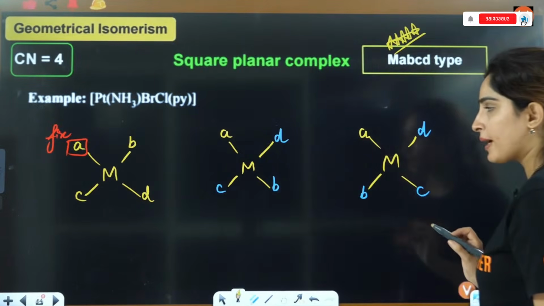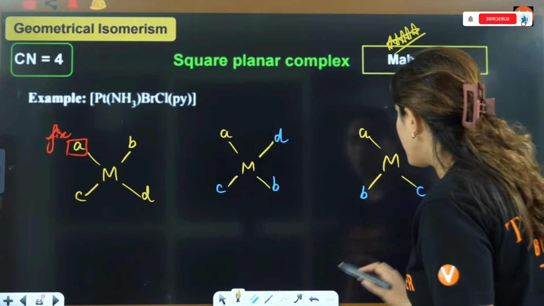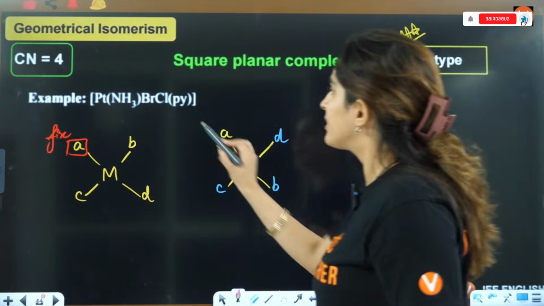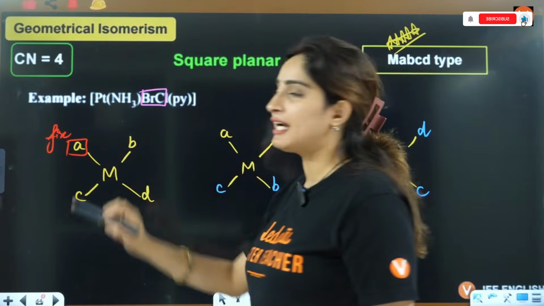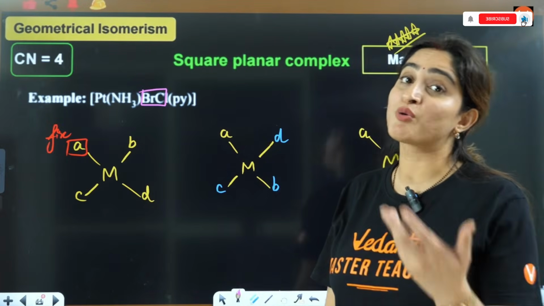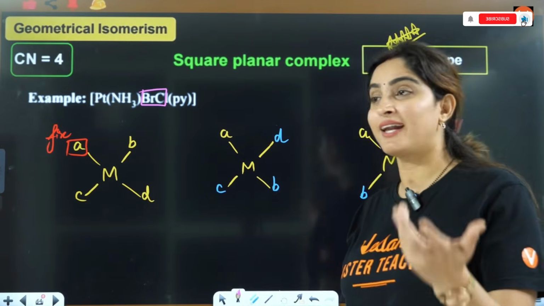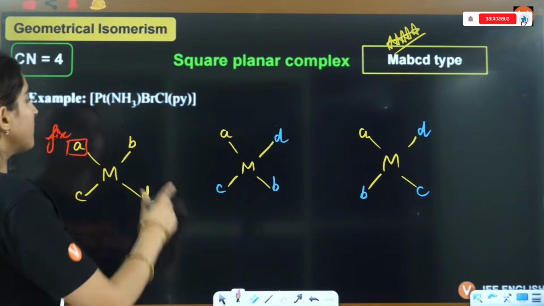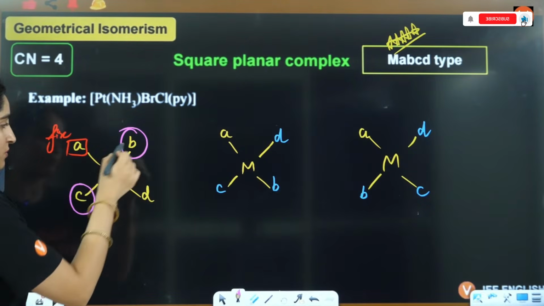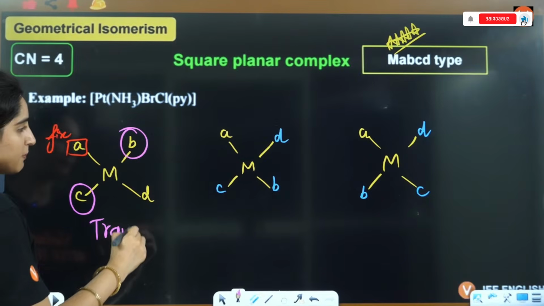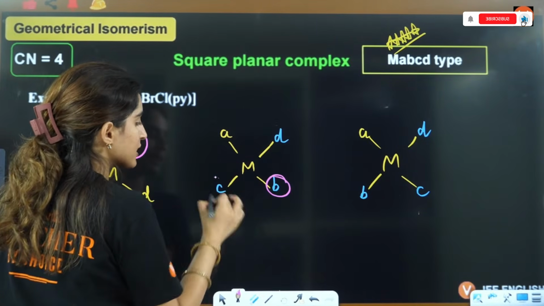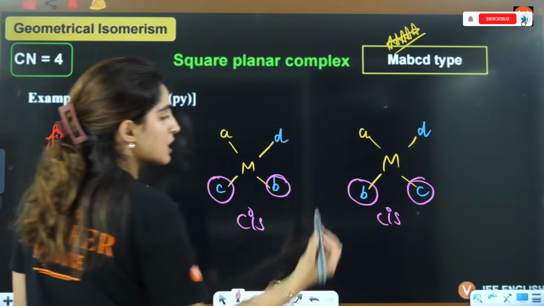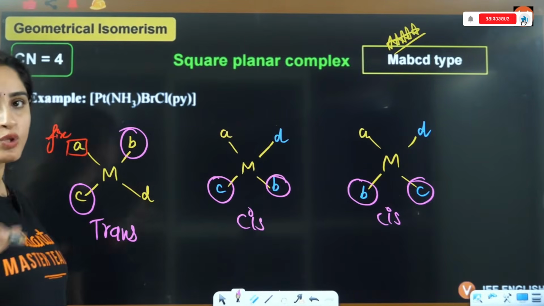Now in this case, you will assume that any two of them are the same. Like in this case, bromine and chlorine I'll take as same. Why? Because bromine and chlorine belong to halogen, so I'll take these two as same. Let's say you take B and C as same. This will become trans. Take B and C same in all the cases. So this will become cis. This will become cis. So always you will have two cis and one trans.